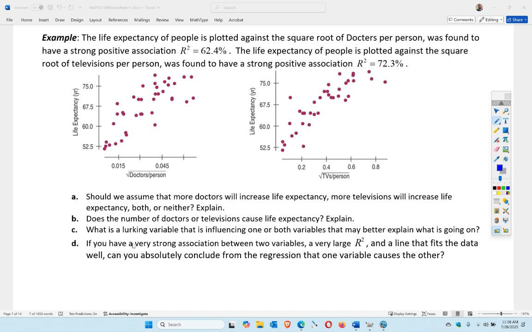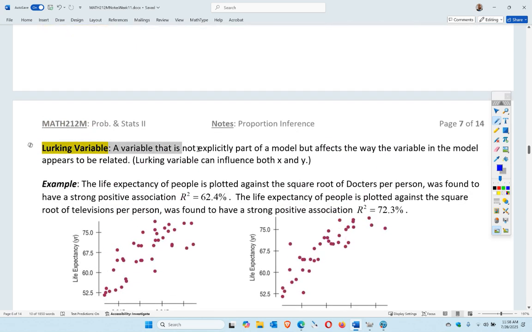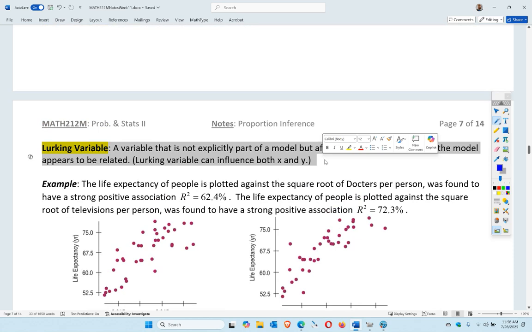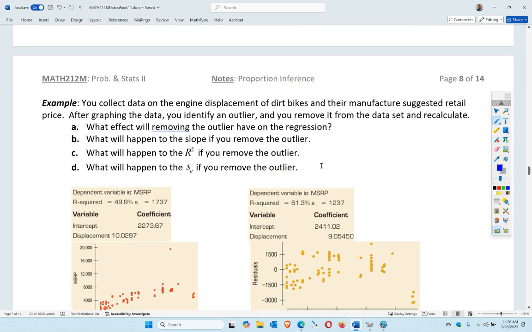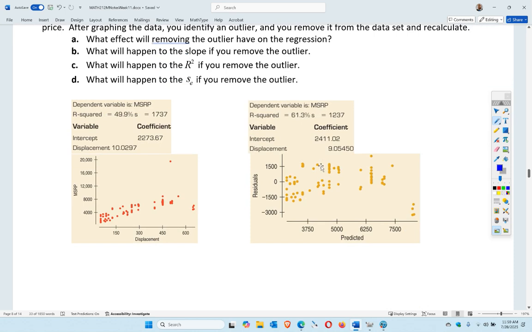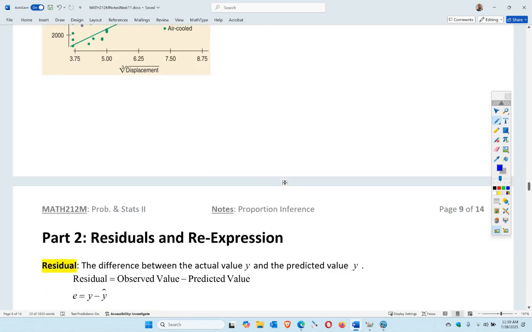So even though there's a very strong association mathematically with a very large R squared, that doesn't mean it's necessarily a good regression, right? That's the lurking variable. It's something that's not explicitly part of the model, but it's affecting what's actually going on. It's changing technology over time. They're kind of related, but one has nothing to do with the other. So long story short, I have the same data set twice here, and you should remove the outliers. It makes a big difference.